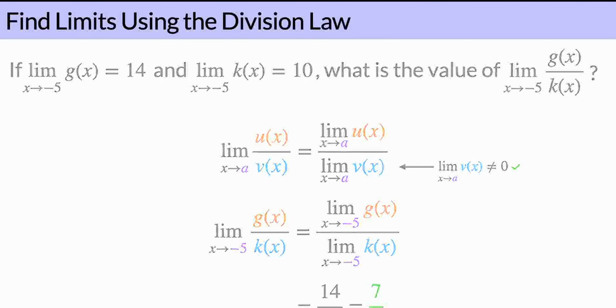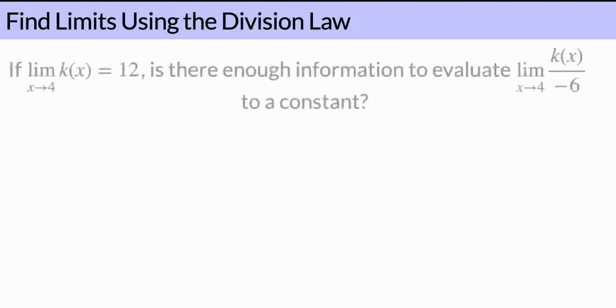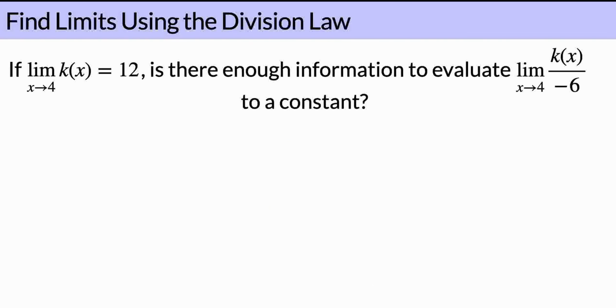Great job! Let's try another example. If the limit of k of x as x approaches 4 equals 12, is there enough information to evaluate the limit of k of x divided by -6 as x approaches 4 to a constant?